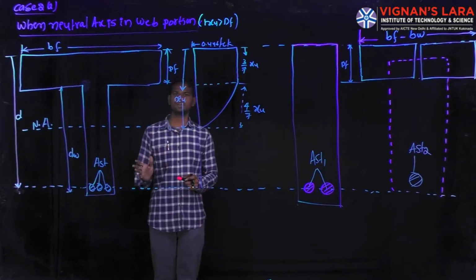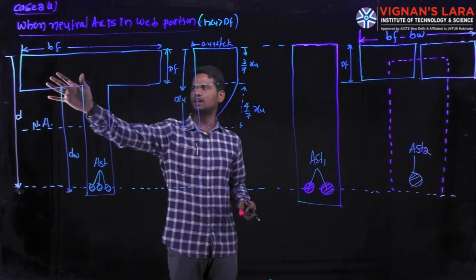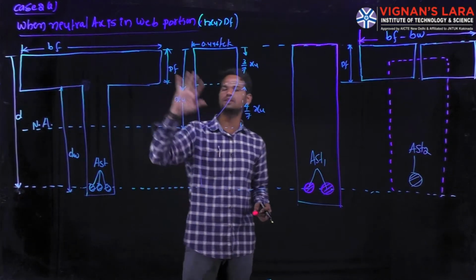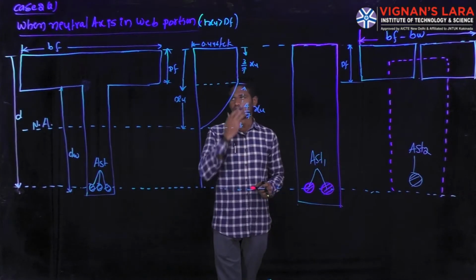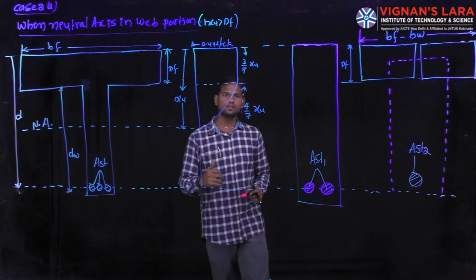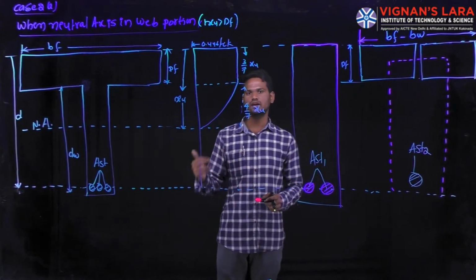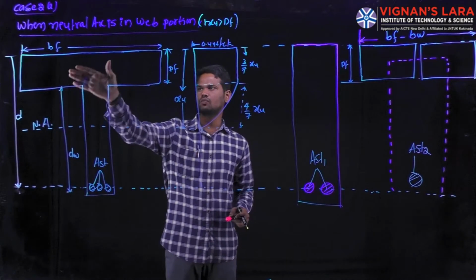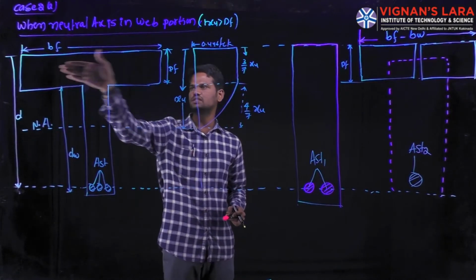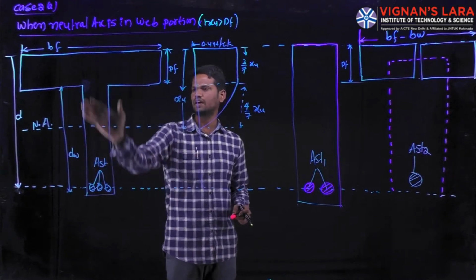When the depth of neutral axis lies within the flange, we discussed how the analysis should be done. Case 2 is when the depth of neutral axis lies within the web portion. We have already discussed this is one type of T beam. Here this is the flanged portion of the member, and this is the web portion.